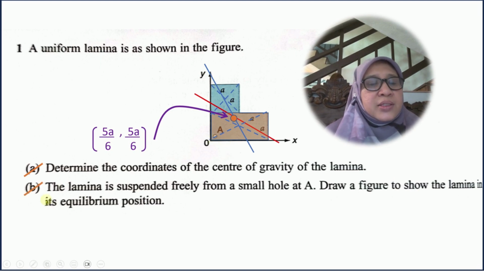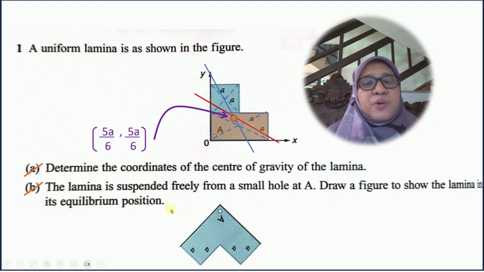Okay, next, question B. The lamina is suspended freely from a small hole at A. So draw a figure to show the lamina in its equilibrium position. If the lamina is suspended freely from the hole at A here, what happens? This line will pass through the hole A there.